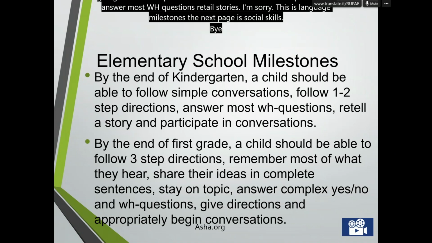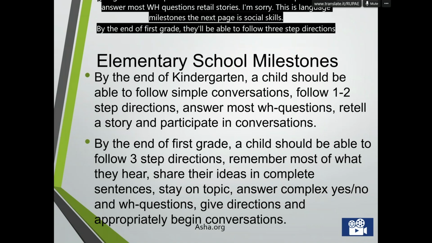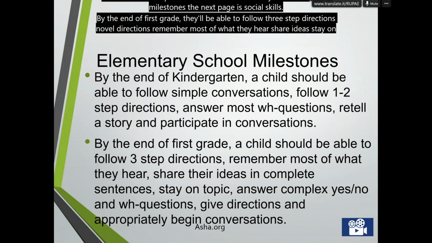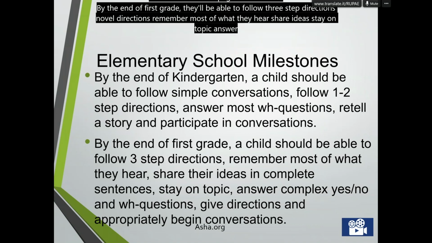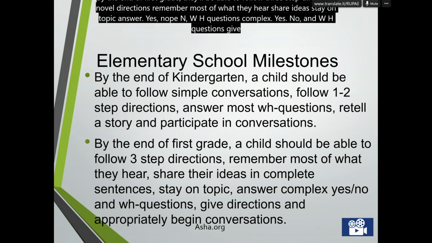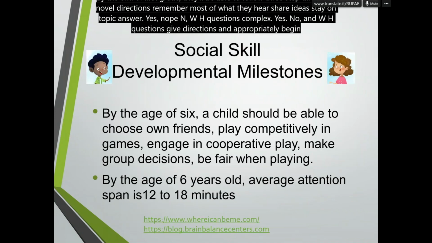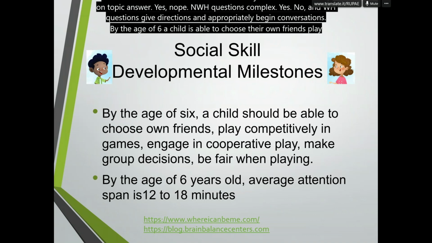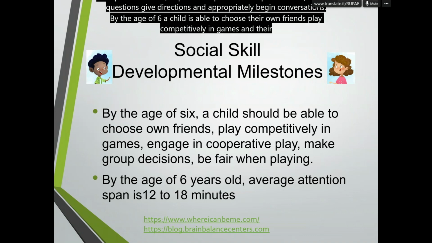By the end of 1st grade, they'll be able to follow 3-step directions, novel directions. Remember most of what they hear, share ideas, stay on topic, answer yes, no, and WH questions, complex yes, no, and WH questions, give directions, and appropriately begin conversations. By the age of 6, a child is able to choose their own friends, play competitively in games, and their attention span is right around 18 minutes.